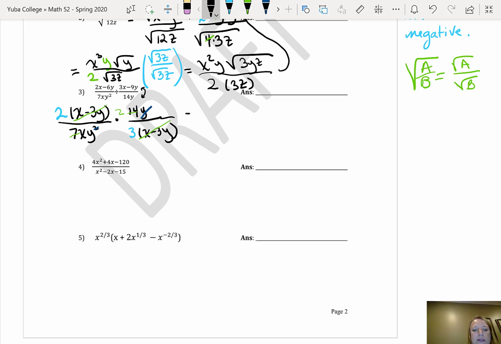And so looking at this, all I have left in my numerator is this 2 times 2, which gives me 4, all over x, y times 3. So I'm just going to rewrite this as 3xy. Okay, so our answer is 4 over 3xy.